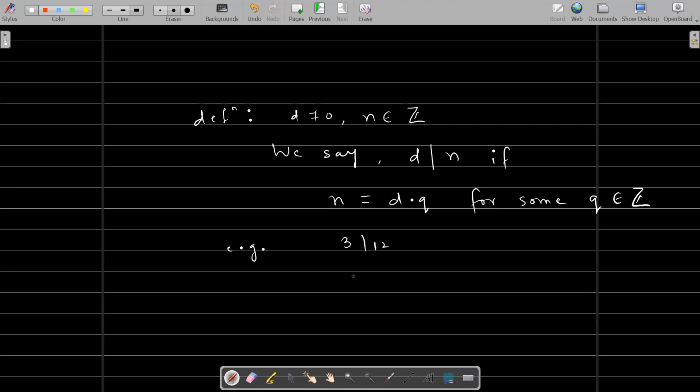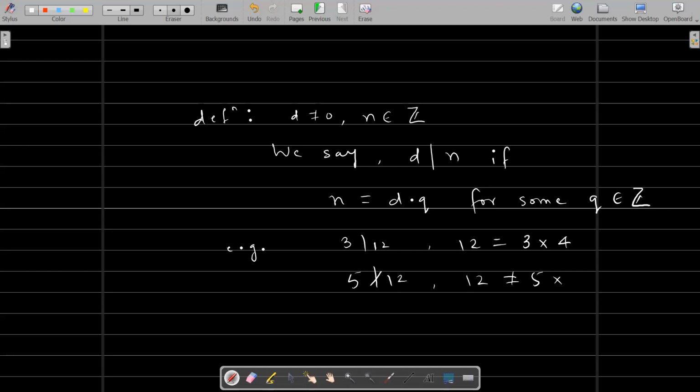Okay. So for example, we say 3 divides 12. Why? Because we can express 12 as 3 into some integer, 3 into 4. But we say 5 does not divide 12. Why? Because 12 cannot be expressed as 5 into some integer. In fact, 12 is 5 into 2.4, and 2.4 is not an integer. All of you agree? Yes, sir. Yeah. So that's our definition.